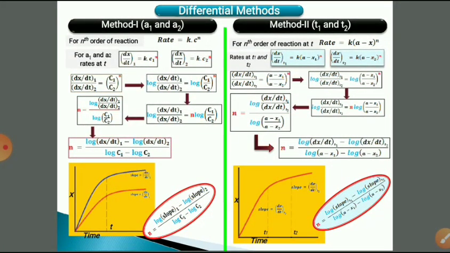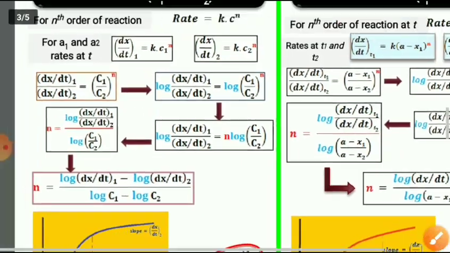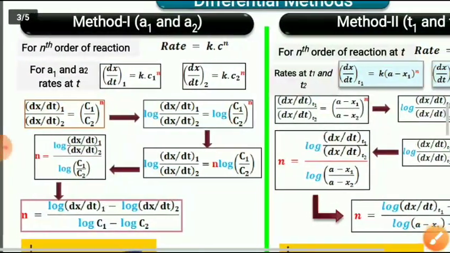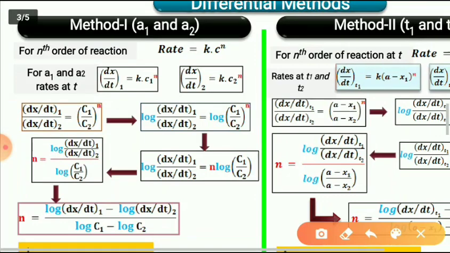Let's see the differential method. Again, this differential method is of two types, method 1 and method 2. Method 1 relates to two different initial concentrations, a1 and a2. For nth order, the rate can be given as rate equal to k into c raised to n, where c is the molar concentration of a reactant and n represents the order of the reaction.